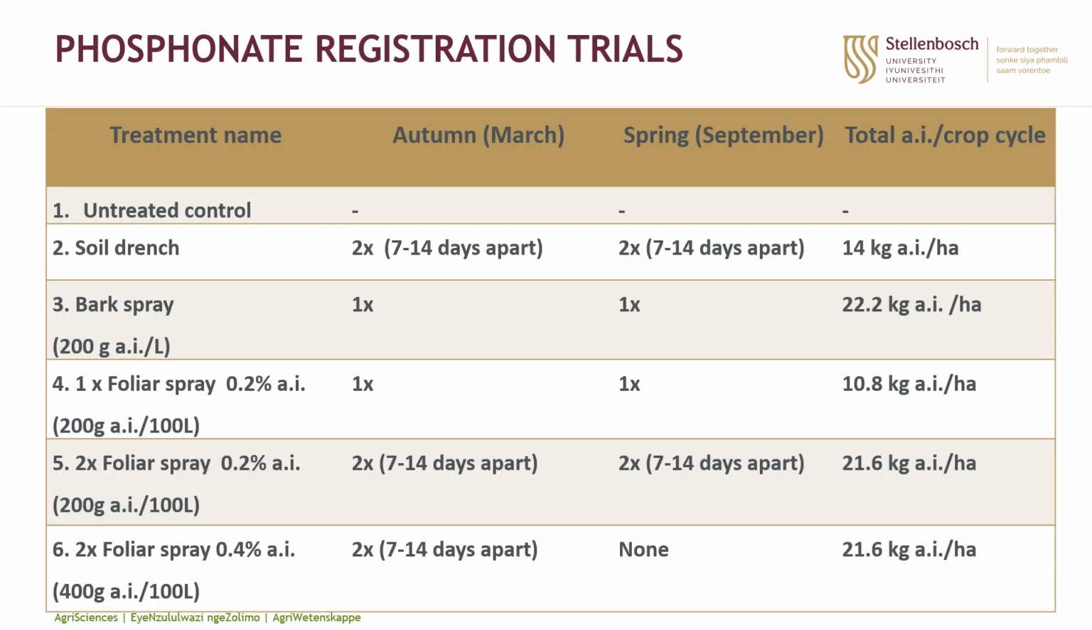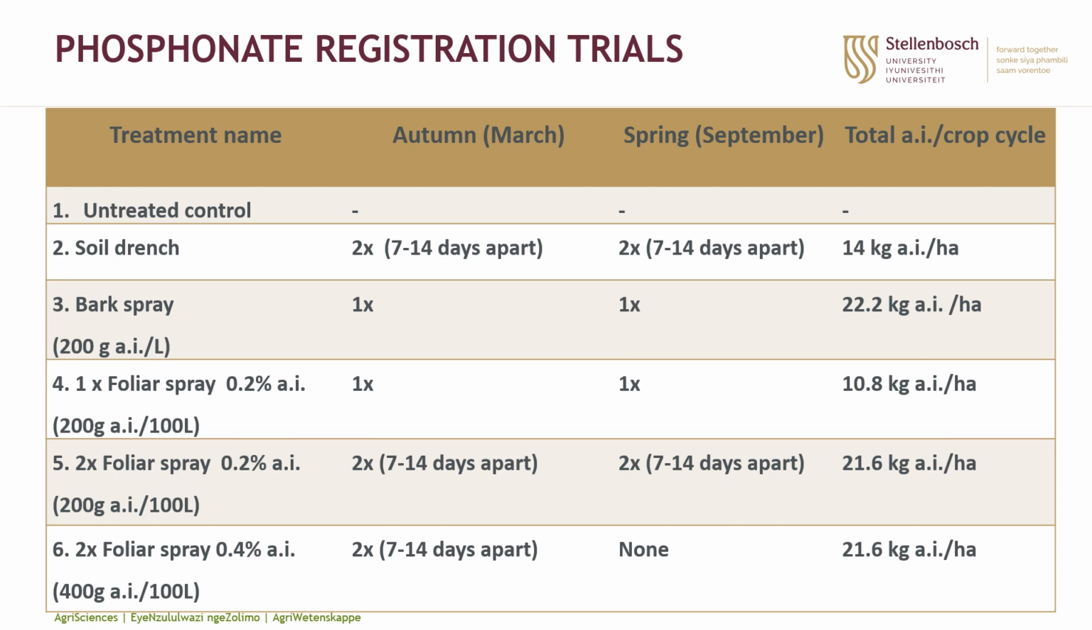I will now briefly share some of our results from our phosphonate registration trials. This table just shows the different treatments that we included. We investigated the soil drench, a bark spray, and 3 different foliar spray treatments that varied in dosage and the number of applications that were made. All treatments except the last one were applied in autumn and spring according to the root flush of the trees.